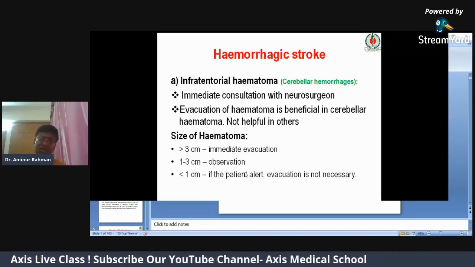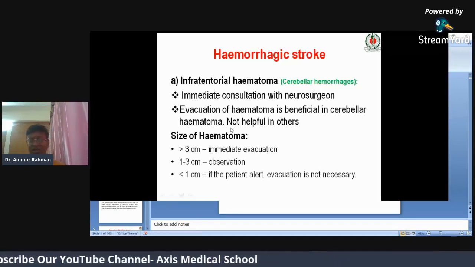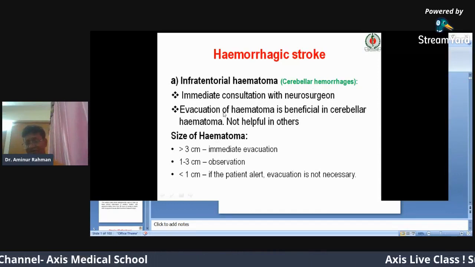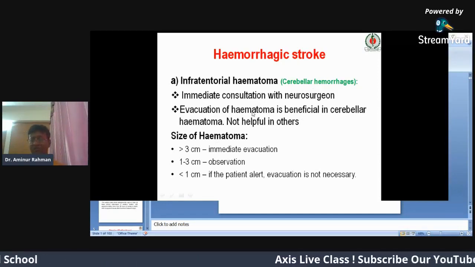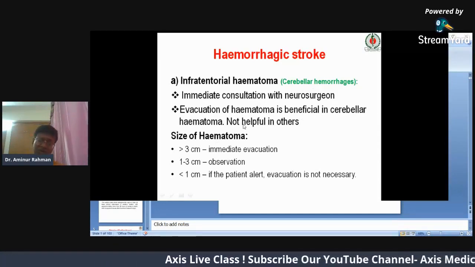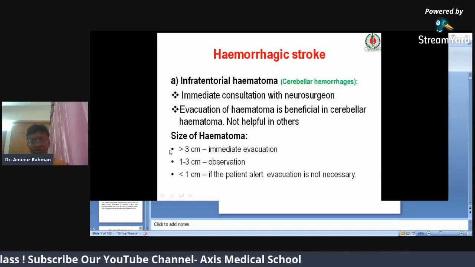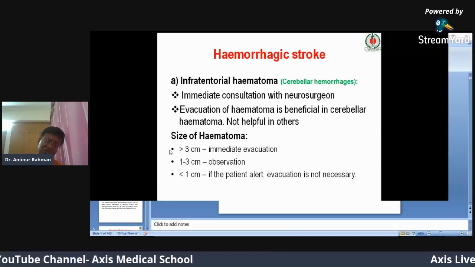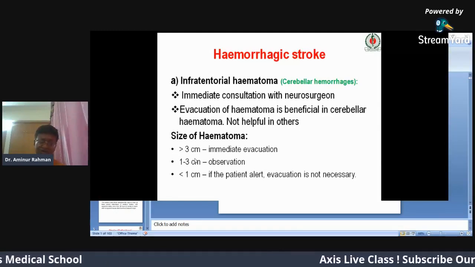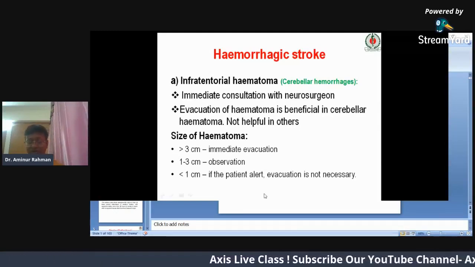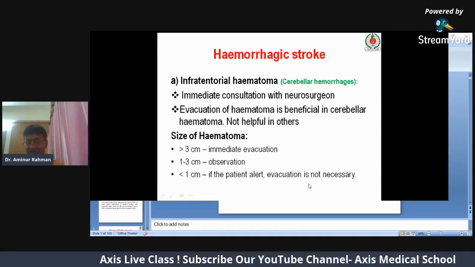Infratentorial hemorrhage, immediate consult with the neurosurgeon. Evacuation of the hematoma is beneficial in cerebellar hematoma, not helpful in others. Size of hematoma more than 3 centimeter, immediate evacuation; 1 to 3 centimeter, observation; and less than 1 centimeter, no need for evacuation if the patient is alert.